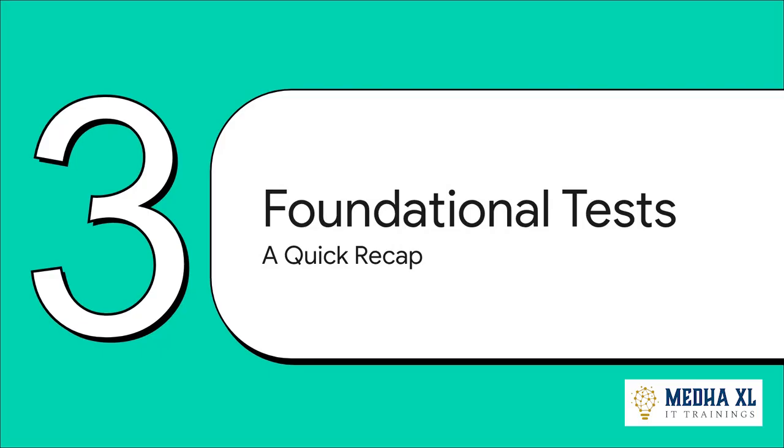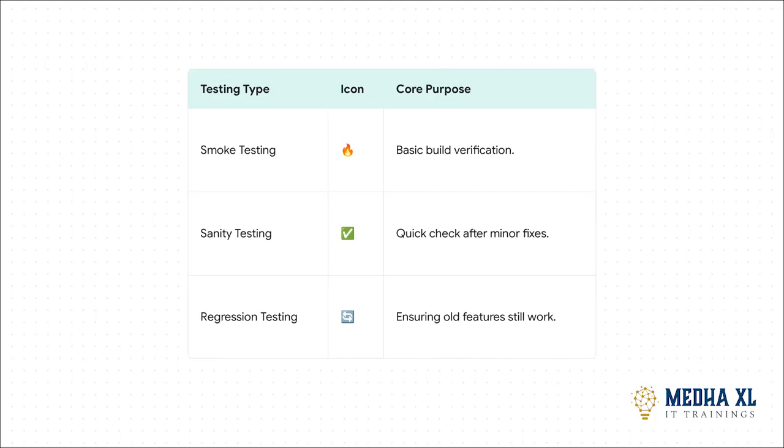Okay, so to really get why these creative tests are so important, it helps to see what they're built on top of. Let's do a super quick recap of the daily workhorses of the quality assurance world. First up, you've got smoke testing. That's just a quick check to see if a new version of the software is stable enough to even bother testing. Then you've got sanity testing, which is a focused check on a new feature or a bug fix to make sure it works as expected.